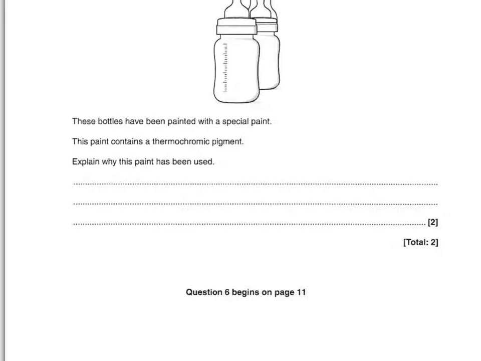So first mark is just explaining that thermochromic paints change colour when they're heated or cooled. And then the second mark is saying that the colour of the paint will show that the milk is the right temperature. Or you could say that it'll allow you to see if the milk is warm or cold. Or you could say that it'll allow you to see if the milk is safe for the baby to drink.